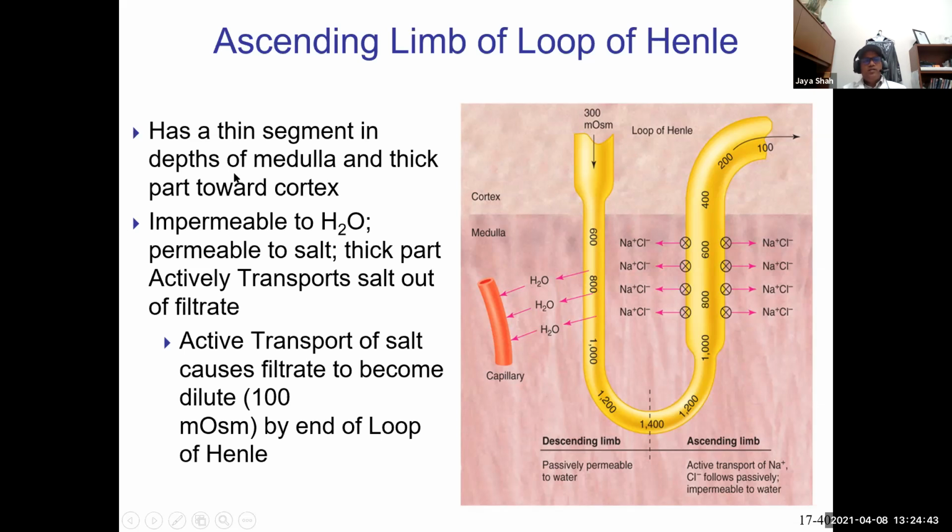It has a thin segment in the depth of the medulla and a thick part towards the cortex. They are impermeable to water, permeable to salt. The thick part actively transports salt out of the filtrate. So it transports sodium chloride out here, outside. Active transport of salt causes the filtrate to become dilute.